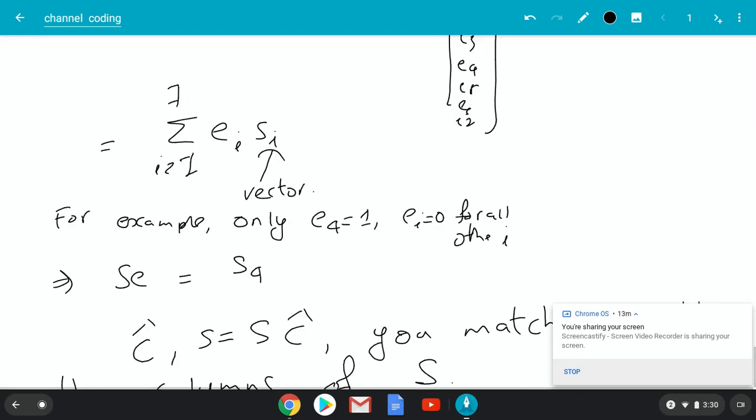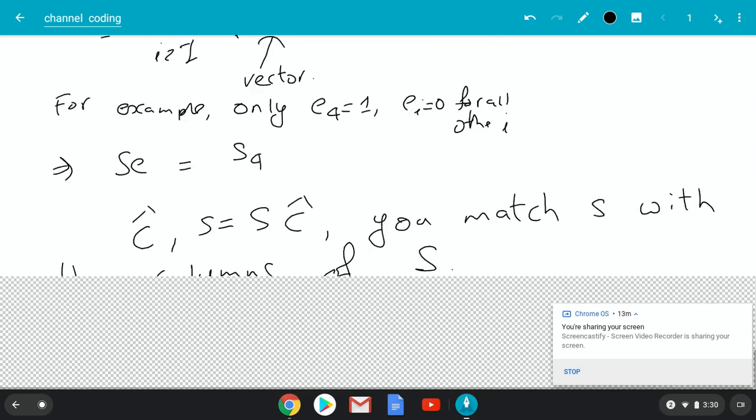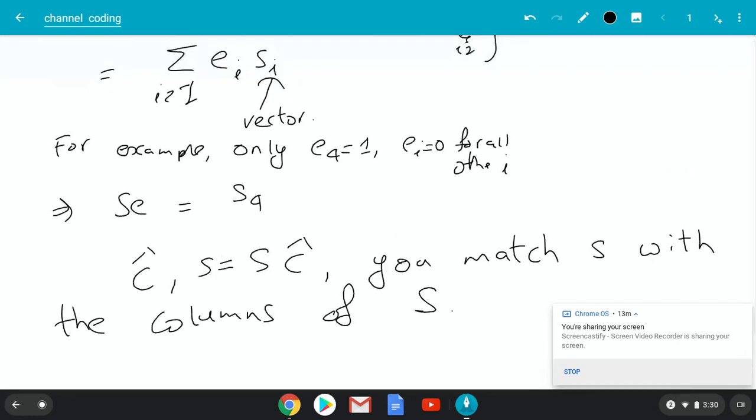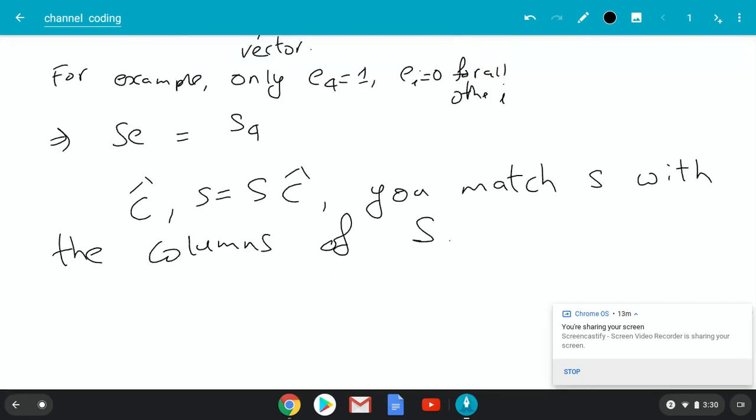Otherwise, you see here, if there is more than one 1 in the error vector, then the resulting summation would be a sum of different vectors, and it will be difficult to figure out exactly where they are, okay? But if there's only one column vector, you match with a specific column vector, and then you figure out exactly where the error is, right? Okay, so that's the process.